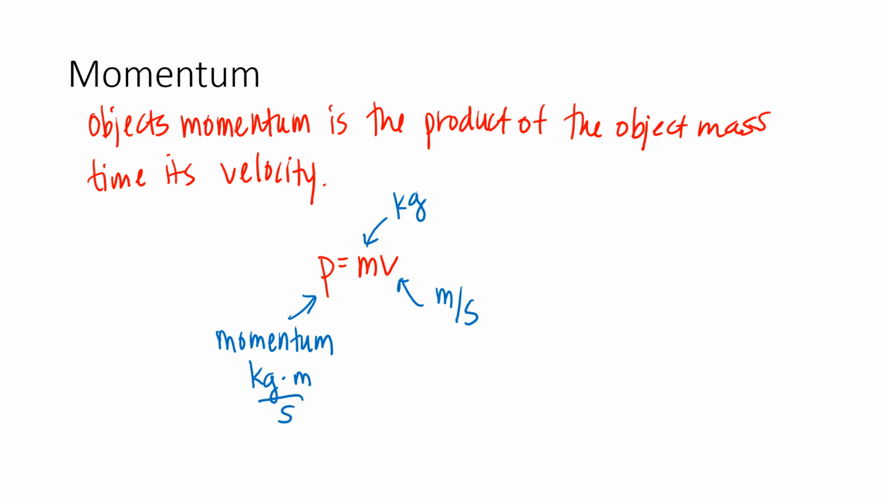Do not get this confused with newtons, okay? Remember, a newton equals a kilogram times meters per second squared. Momentum, the seconds on the bottom, is not squared. Okay, so that's going to be a main difference here. So make sure you know what you're solving for when you do these things.